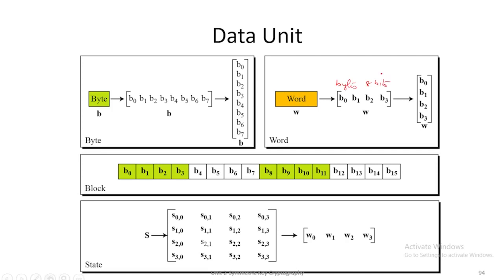A word is a 32-bit value. We can combine continuous 4 values at a row or column. If you take a block, this is one word, this is one word, this is one word, this is one word. So this is a state value. State means S of 0, 0.